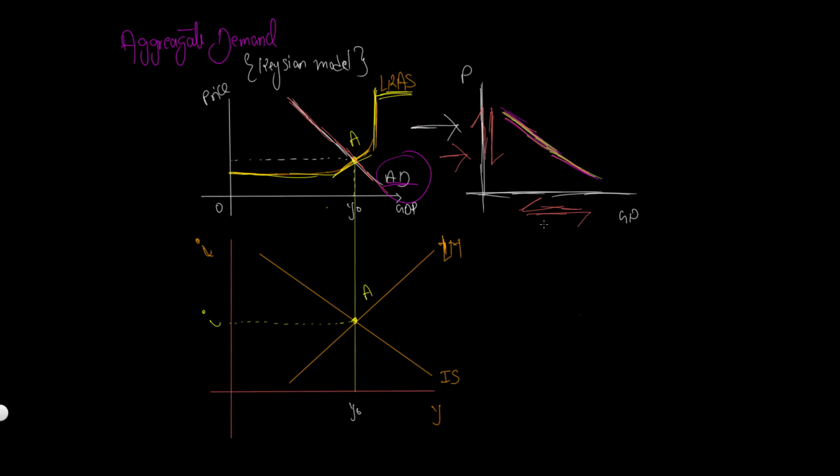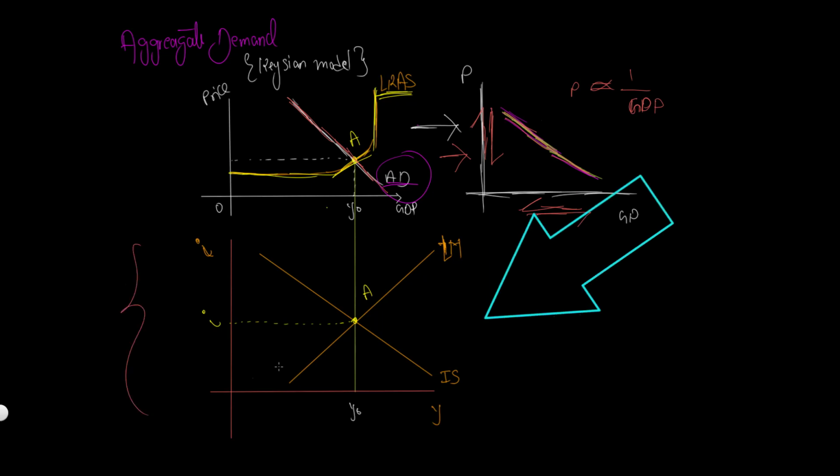We need to understand why we have that causation, what is the reason behind it, and how we can derive such a graph. To put it in simple words, price has an inverse relationship with GDP, or with income or total output in the economy. To understand this concept better, we need to take a look at the ISLM curve and try to understand it from the perspective of the ISLM curve.